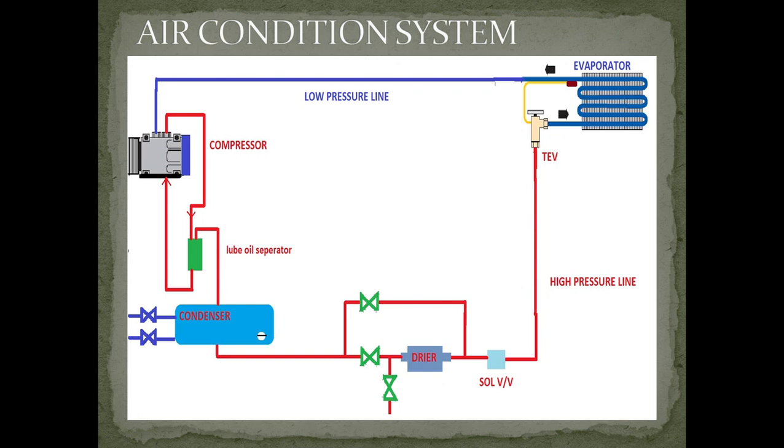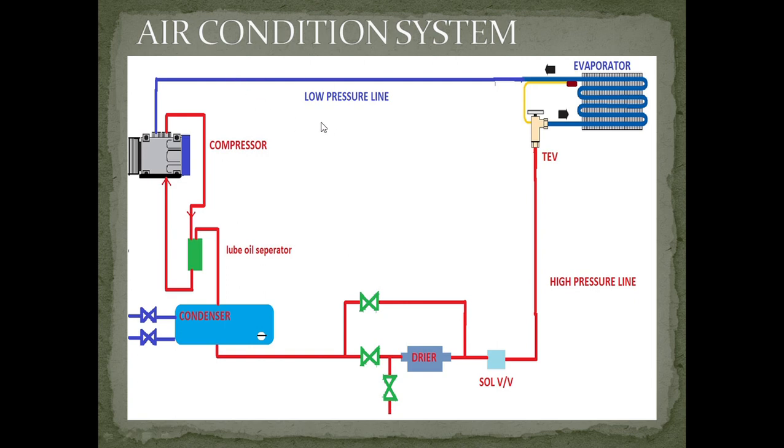Today I am going to explain about the air condition system. Okay, this diagram shows a typical block diagram of an air condition system. First I will explain about the working and parts of the air condition system, and after that I will give a detailed explanation of the parts of the air condition system.